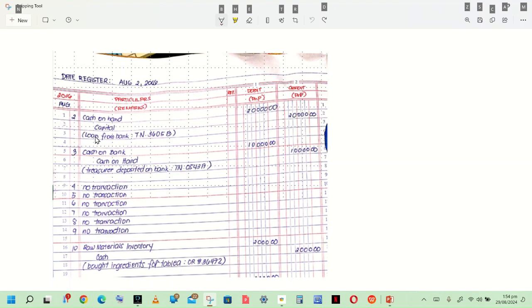Make sure that for every date there will be an indication of what transactions have come to pass. If there are no transactions, make sure that you indicate it also, because the governing body that will inspect this will be questioning you for every transaction in each day. So this is the example of a journal notebook.